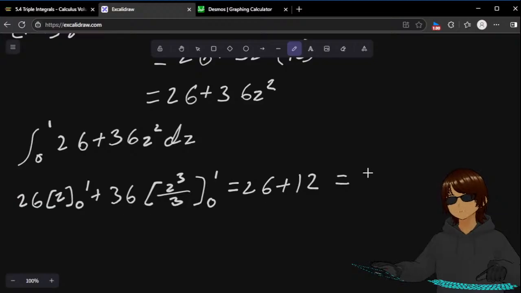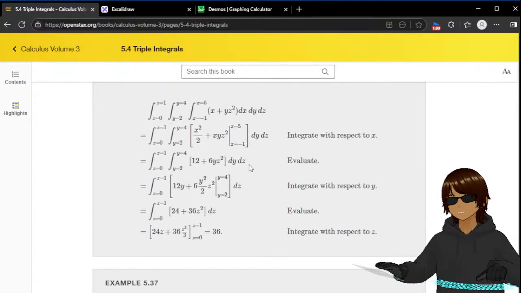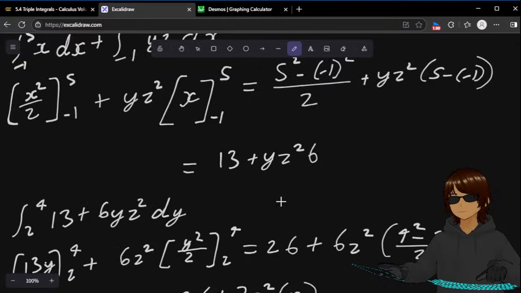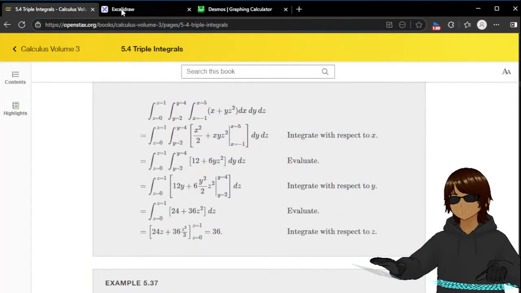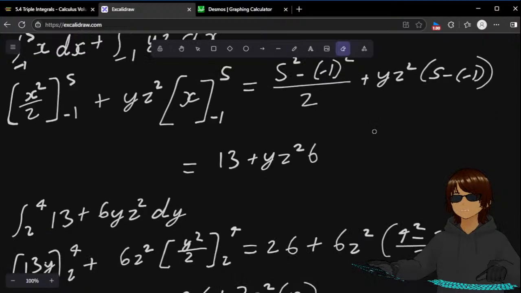Then we are left with 38. 36. This was 24, not 26. 12 plus 6. 5 squared is 25. Minus, oh yeah, minus, this becomes squared. So it's 24 divided by 2, not 26 divided by 2. So this becomes 12.